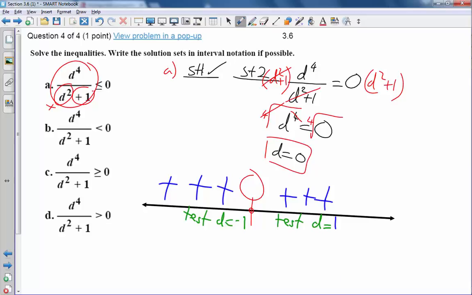And what is this asking now? Who can translate this into English? What does this mean? When the function is less than or equal to 0, the other way to say this is negative or 0. Right? 0 equal, so we need to include that, or negative.